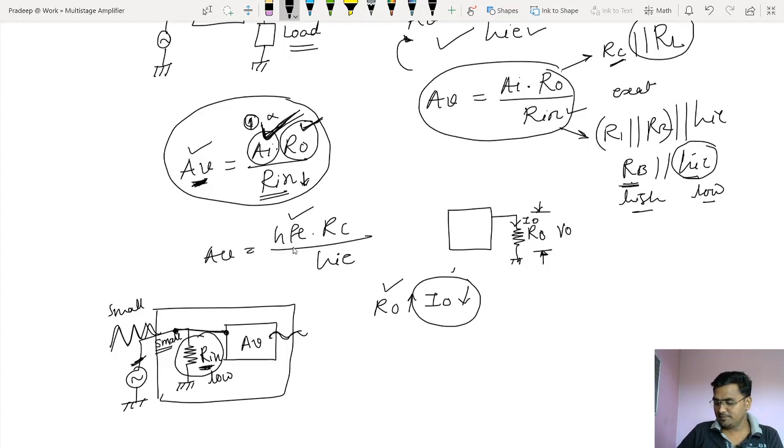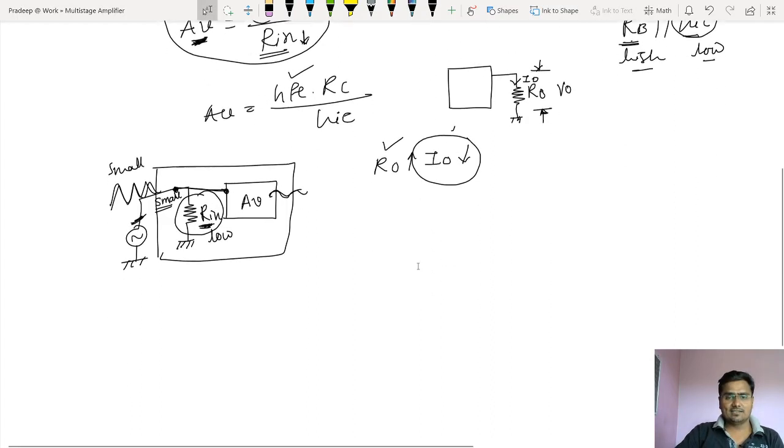So I am not able to increase the voltage gain. I tried everything: AI, RO, RN, but in every option there are limits. If I increase RO, then obviously I am putting limits on IO. If I decrease this input impedance, then the circuit, that amplifier, becomes very sensitive. So those options are not good for me. I need to search for another option.